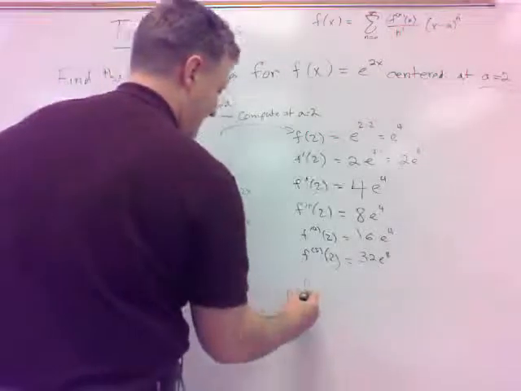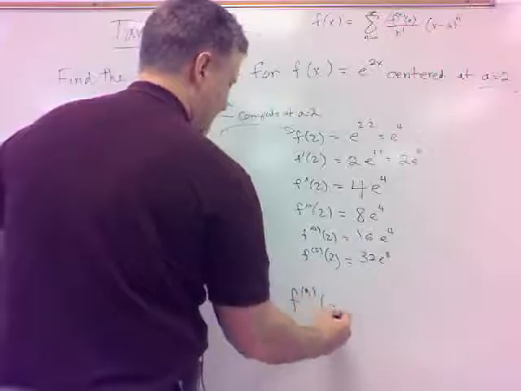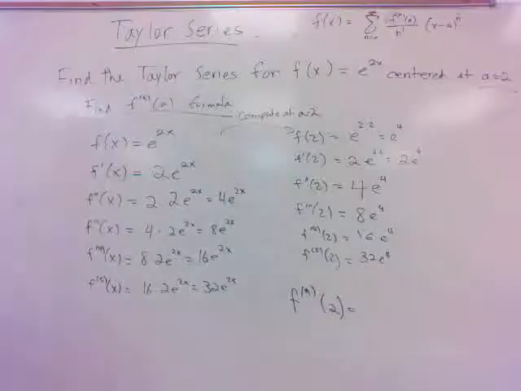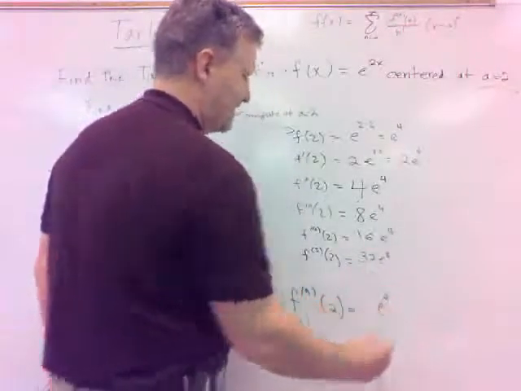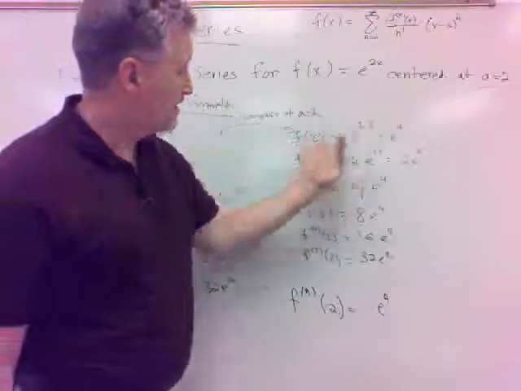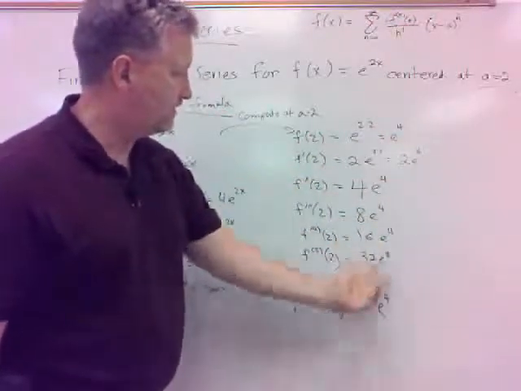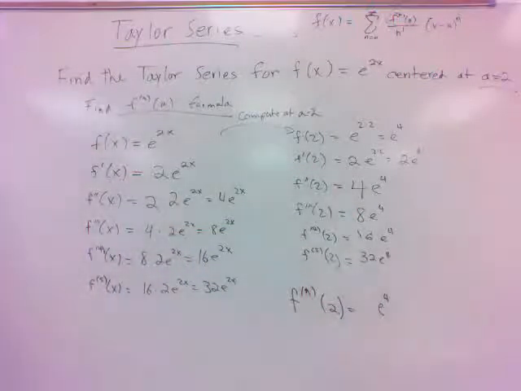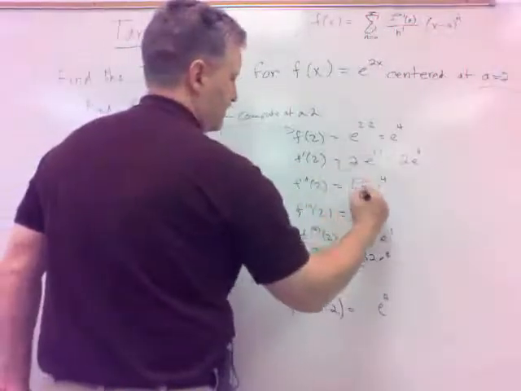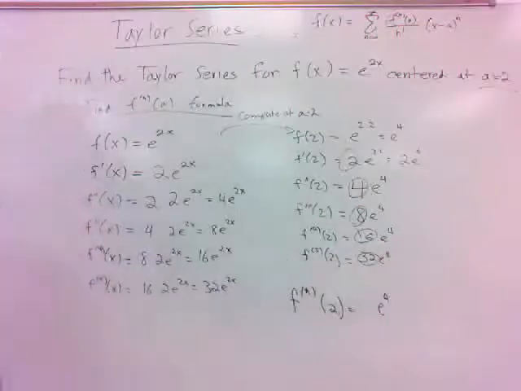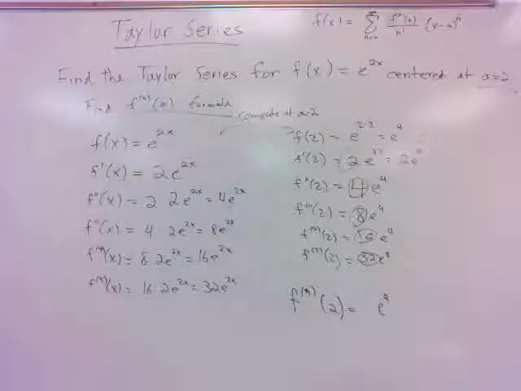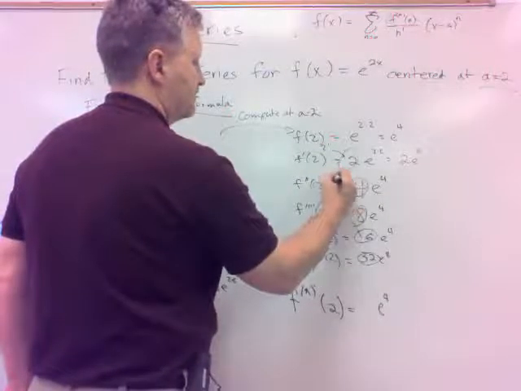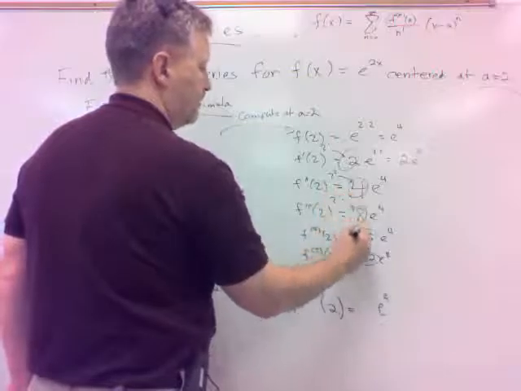Well, what's the nth derivative at 2? One part of it's easy. It's e to the 4. That doesn't change, right? That's a constant for all these. Since I'm evaluating at 2, all these are e to the 4th. There's no variability at all on that. The question then becomes, what about these? It's powers of 2, isn't it? This is 2 to the 1st, 2 to the 2nd, 2 to the 3rd, 2 to the 4th, 2 to the 5th.